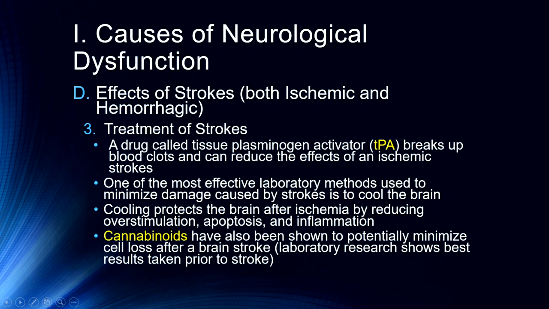Finally, cannabinoids have also been shown to potentially minimize cell loss after a brain stroke. This is primary laboratory research. And so there is some evidence that individuals who smoke marijuana may have some protective benefit in the brain for a stroke, and that is if they have been taking cannabinoids prior to the stroke. Again, this is early research, but there is some evidence for that, and it's not entirely clear which cannabinoids are the most effective.